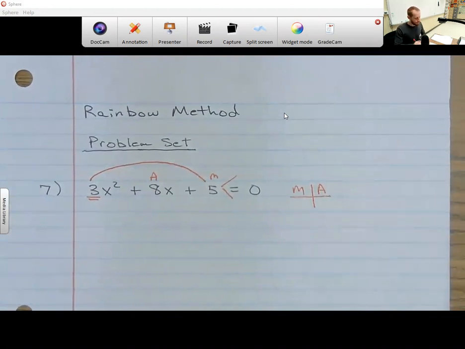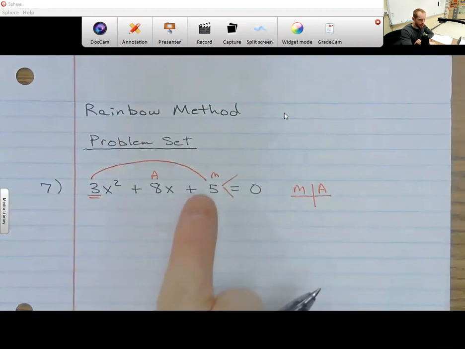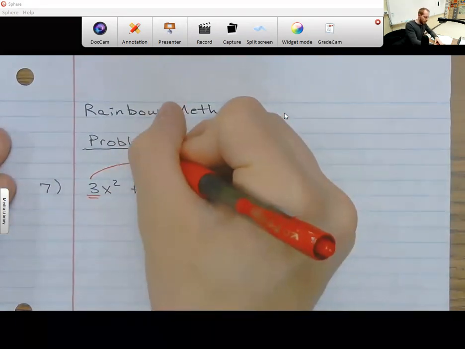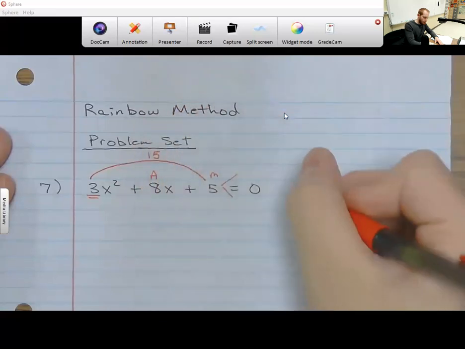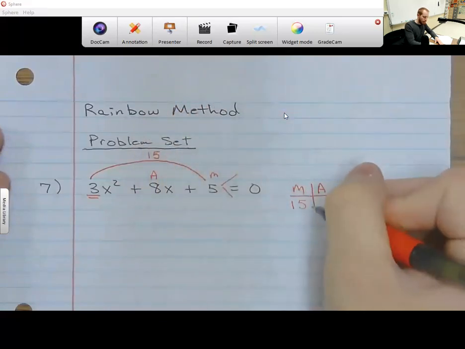Now, whatever numbers the rainbow hits, you actually have to multiply together. So what's 3 times 5? That's going to give me 15. So I put that number on top of the rainbow. That's going to be my multiplying number.